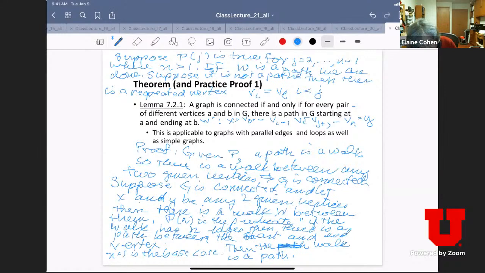The length of W prime is less than n. Let's call it m, which is less than n. By the induction hypothesis, P sub m is true since m is less than n and has to be greater than or equal to 1. So therefore, W prime is a path, and in a connected graph, there is a path between every two vertices, not just a walk, but a path. We're going to find that helpful soon.